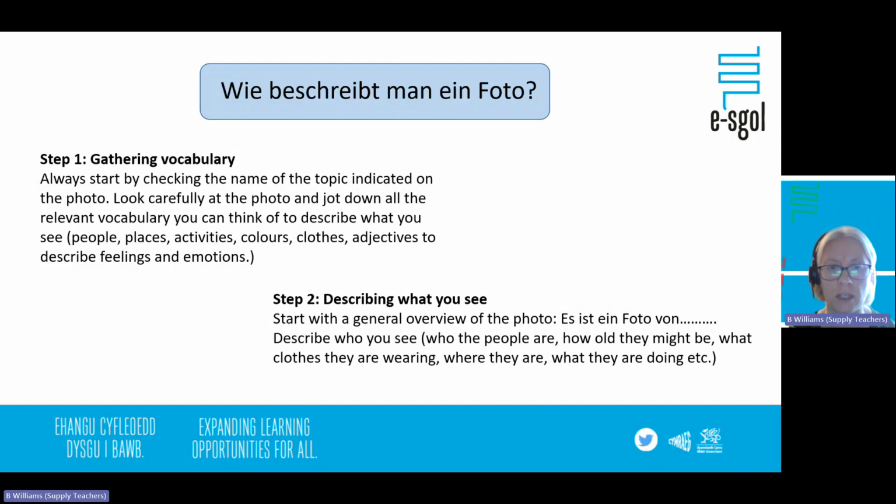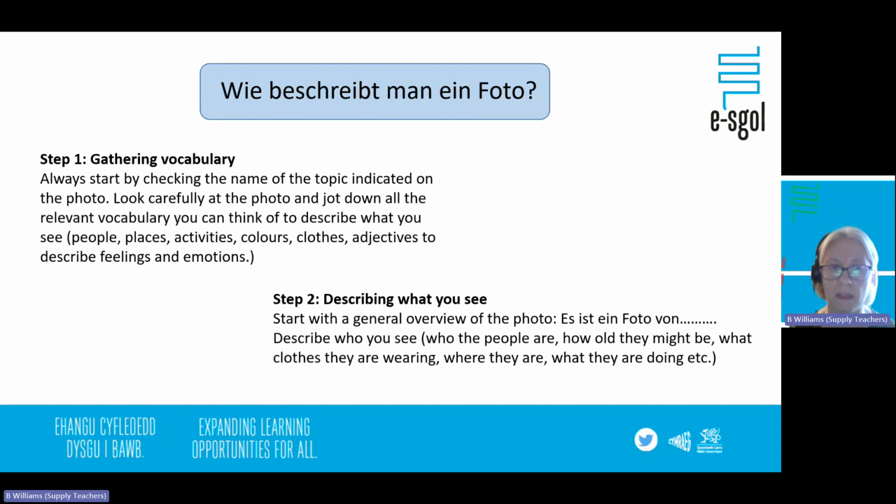So in your preparation time, obviously you will need to really study the photograph that you've been given for question 2. Look at the name of the topic indicated on the photo. Jot down any relevant vocabulary that you can think of. So what kind of people can you see? Can you name any of the places that are there, any activities which are happening, any colours maybe that are useful to describe, what are the people wearing, are there any adjectives to describe the feelings shown with the people, and any emotions that may be obvious as well. You could also use your own feelings and emotions regarding the picture as well, and we'll go into that in more detail during the session.